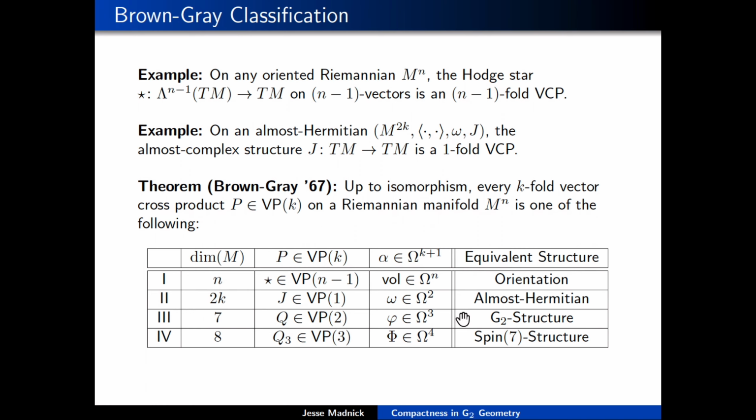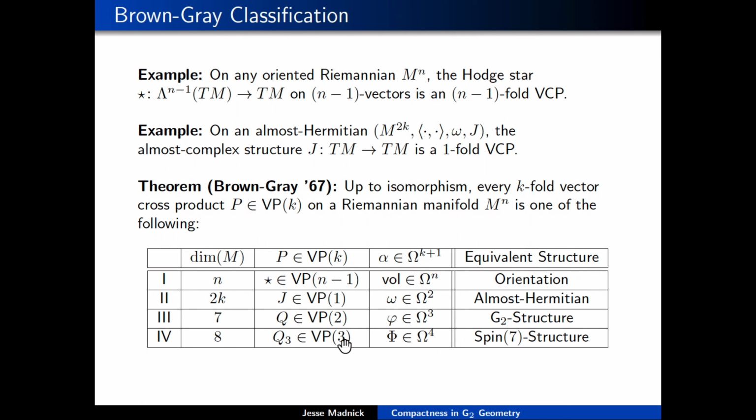It's really equivalent to choosing a G2 structure, phi, and as we've seen, phi induces a 2-fold vector cross product that I'm going to continue denoting Q. There is an 8-dimensional cousin to this, that occurs whenever you have an 8-manifold with a spin 7 structure. In that case, you get a 3-fold vector cross product.